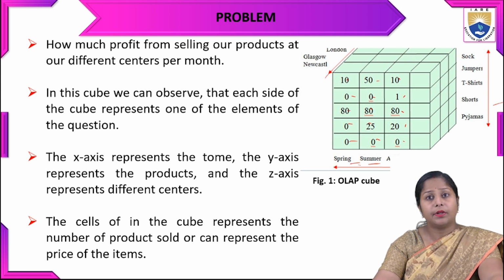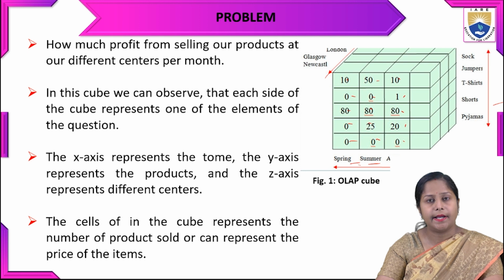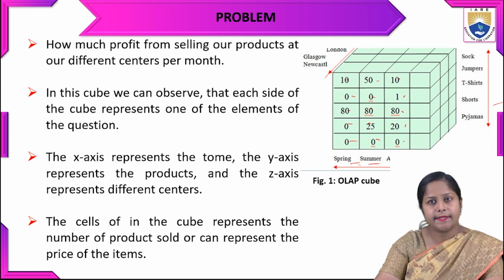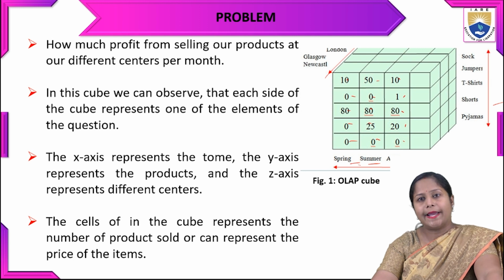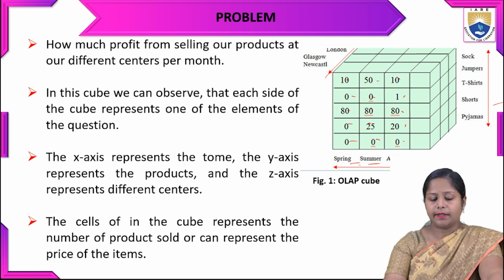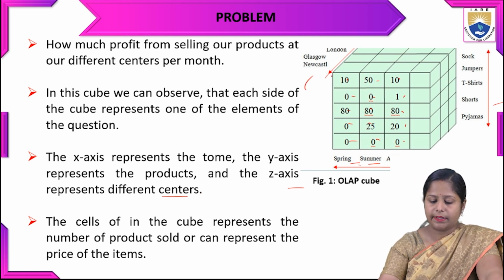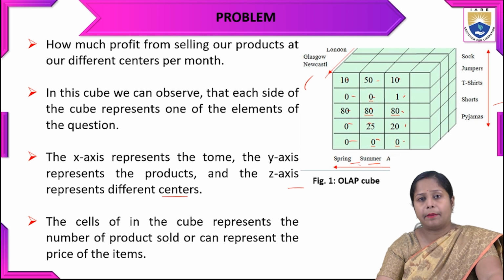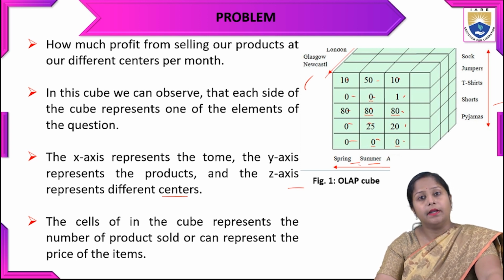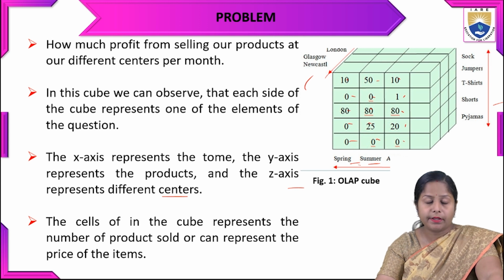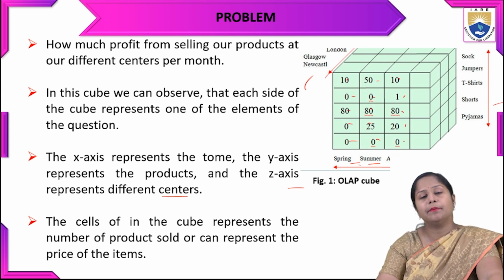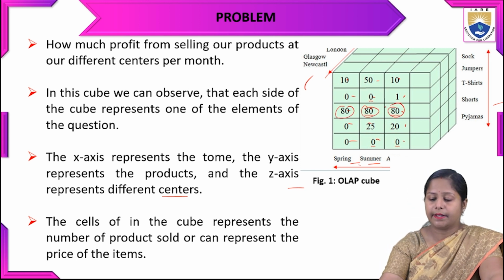In this cube we can observe that each side of the cube is going to represent one element of the question. The x-axis is going to represent the term, the y-axis the product, and the z-axis the different centers, right? So we can understand these 3 dimensions. The cells in this cube are going to represent the number of products sold, or the price of an item.